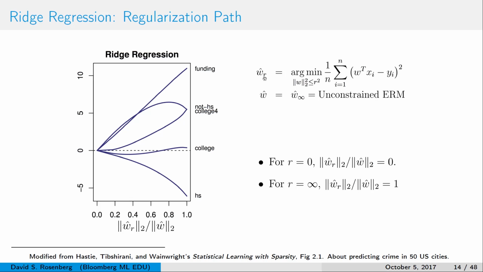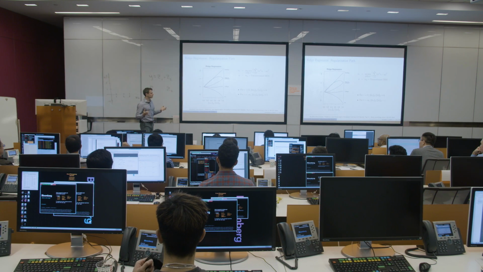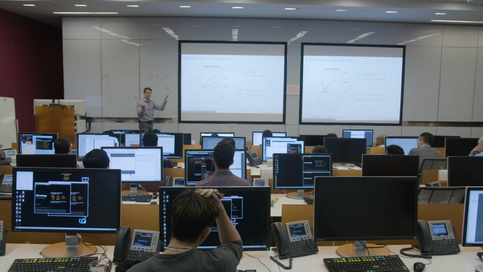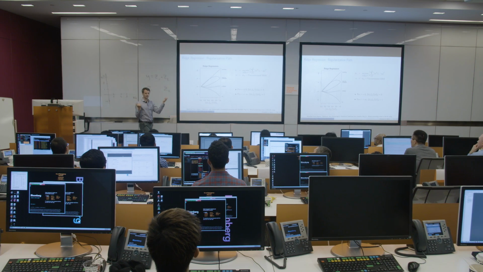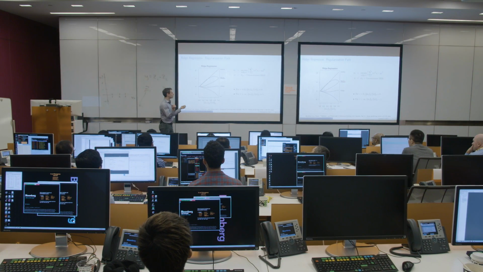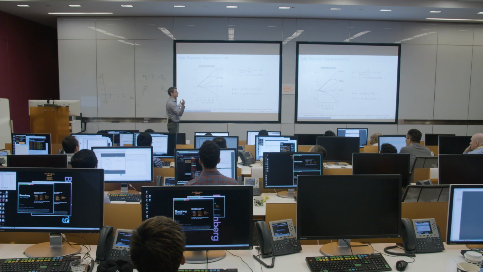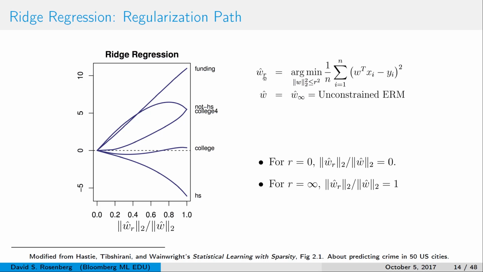And one way to think about how much you're regularizing is looking at the ratio of the norm of W hat R to the norm of the unconstrained solution W hat. Because when we're regularizing not at all, the solutions are the same, so of course the norms of the solutions are the same, and the ratio of the norms is 1. And when we're regularizing quite a lot, so R is very small or even going all the way to 0, the norm of the solution is 0, and the ratio of the norm of the constrained solution to the unconstrained solution is 0.